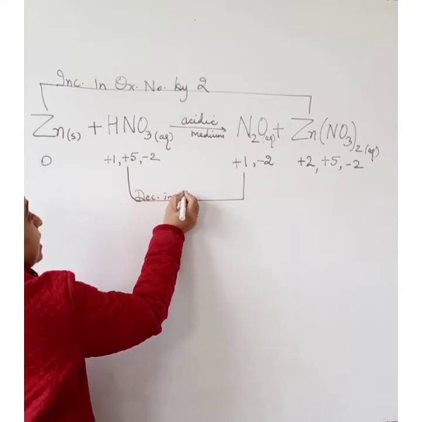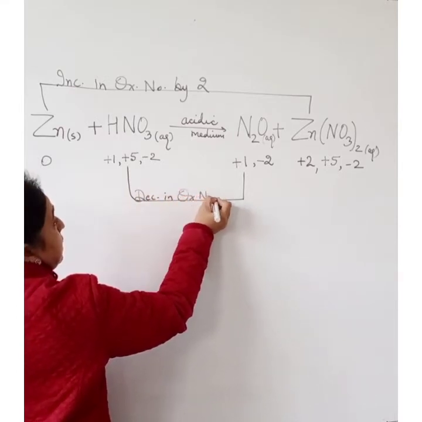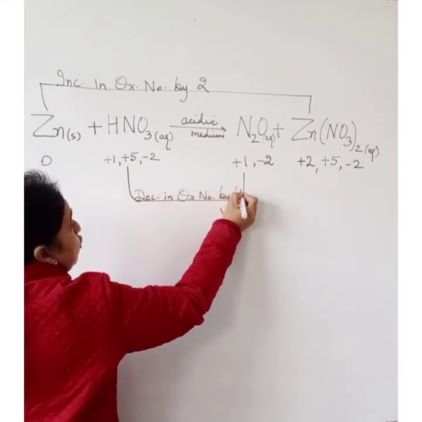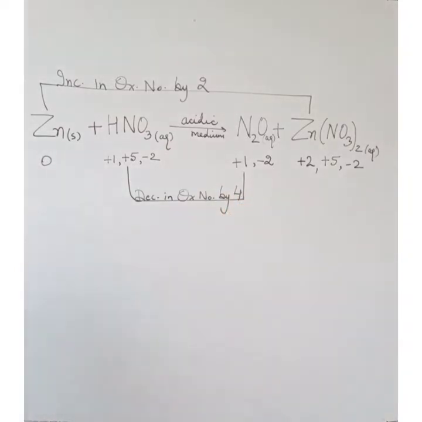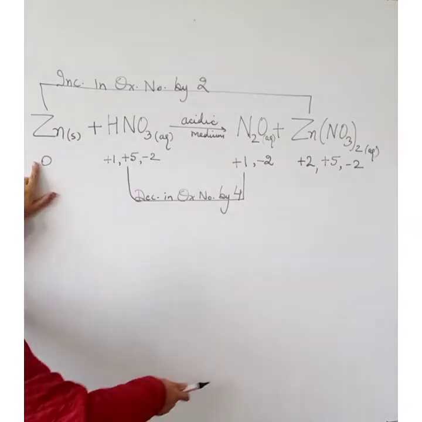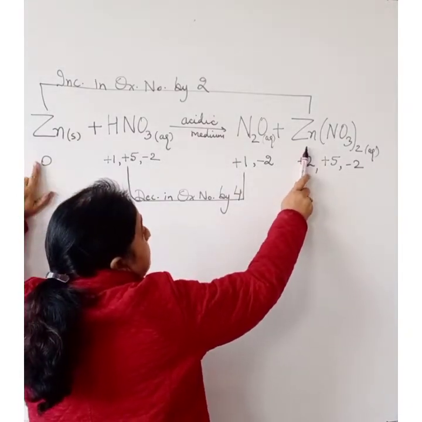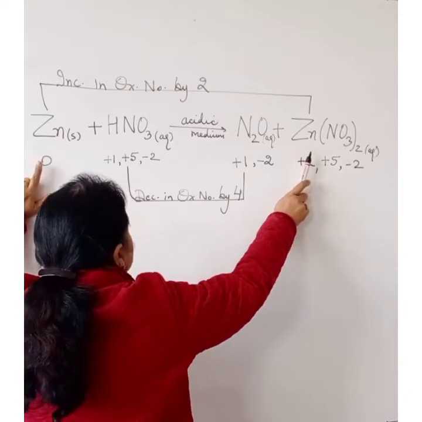Decrease in oxidation number by 4. Now what is the next step? You have to see whether the increase or decrease in oxidation number is per atom or not. Now here 1 zinc, so 1 zinc. So we are comparing the oxidation number per atom.